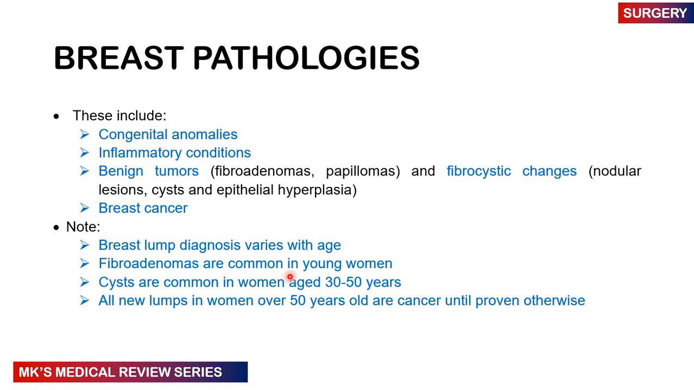So remember, breast pathologies can be divided into congenital anomalies, inflammatory conditions, which we'll focus on in this lecture, benign tumors, which are pretty much your fibroadenomas and papillomas, and your fibrocystic change, which is your nodular lesions, cysts, and epithelial hyperplasia, and then, of course, breast cancer. Remember that a breast lump diagnosis usually varies with age. Fibroadenomas are very common in young women. Cysts are very common in women between 30 to 50, and all new lumps in women above the age of 50 years old are considered to be cancerous until proven otherwise.